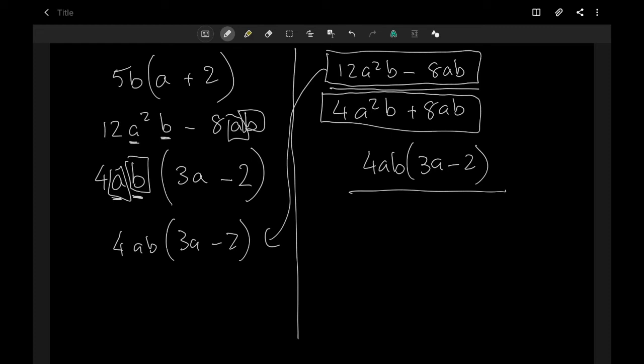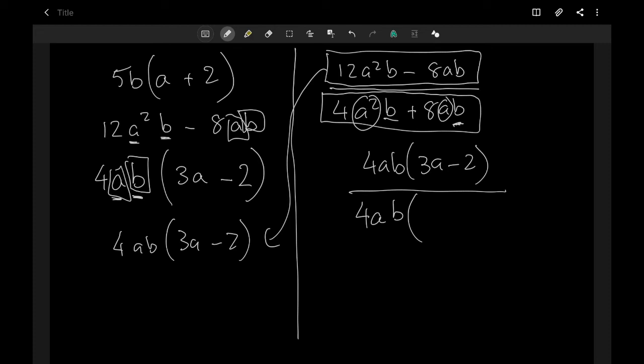4a squared b plus 8ab, we can factorize that as well. We know that the common factor, or the highest common factor between 4 and 8, is 4. We know that there's an a squared in the first expression and an a in the second expression, so the most that we can take out is a. And we know that both expressions have b, so we can take out the b. So now let's open the bracket.